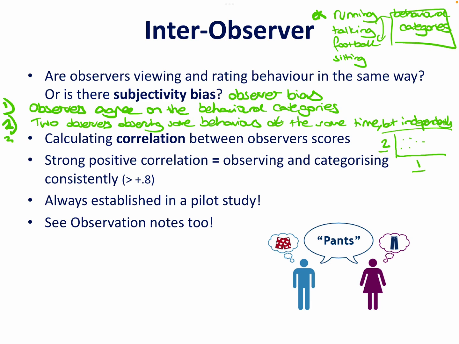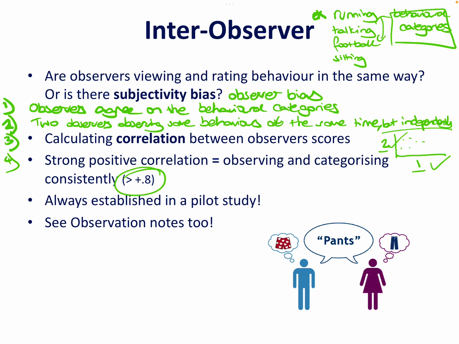Then, once again, we want to calculate the correlation coefficient between those 2 observers' scores. And we're looking, once again, at a correlation coefficient of 0.8 or higher. That would tell us that there is consistency between observer 1 and observer 2. It means basically they're agreeing on the frequency of those behaviours occurring.